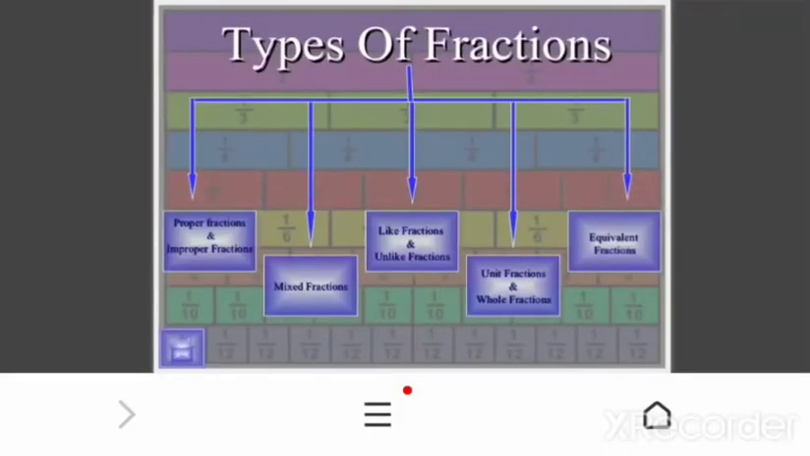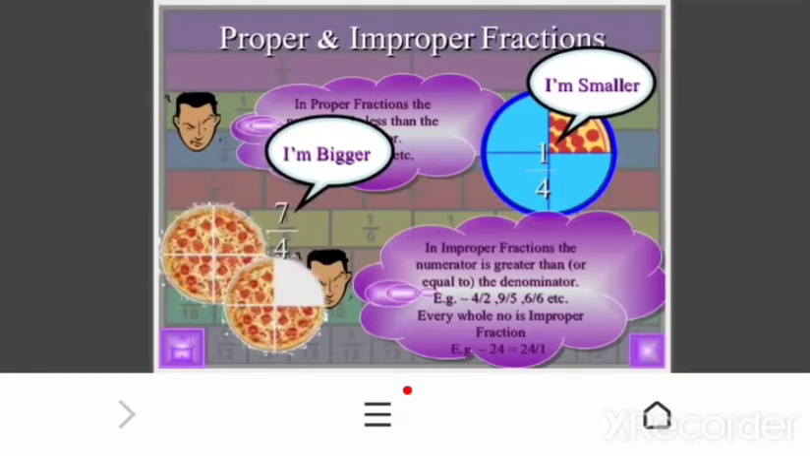Now children, types of fraction. First one is proper fraction and improper fraction. Next one is mixed fraction. Then like fraction and unlike fraction. Next, unit fraction and whole fraction. And last, equivalent fractions. Now first we understand proper and improper fraction.